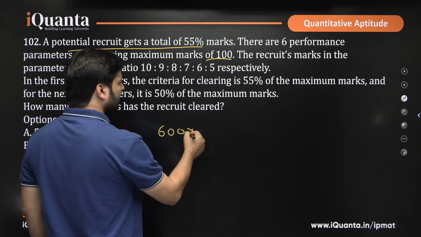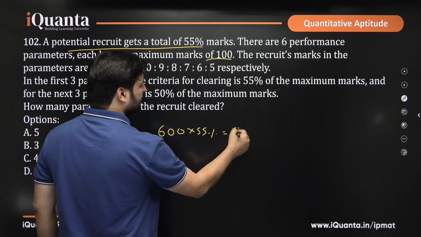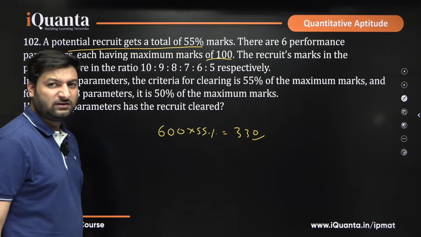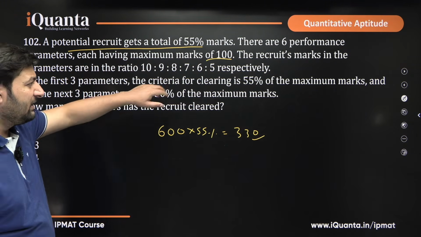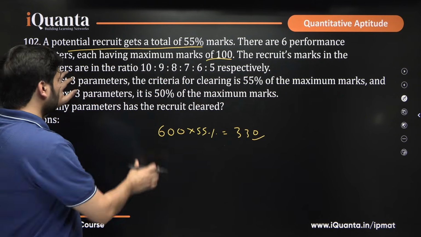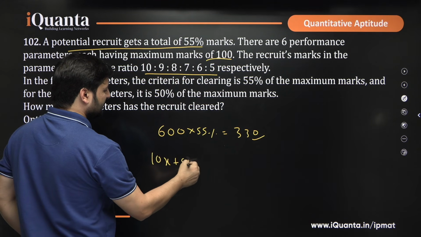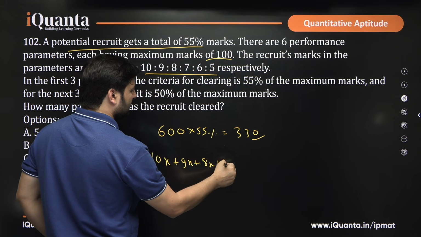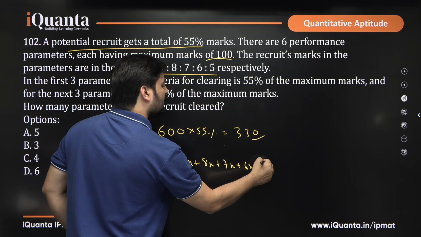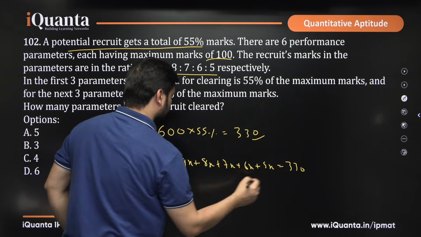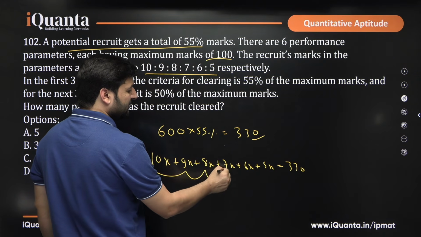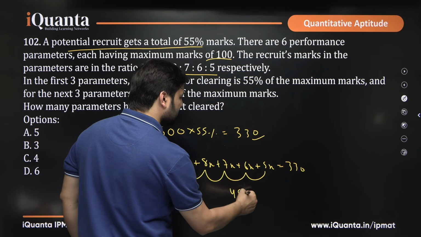Out of that, the recruit has scored 55%. So, that means he has scored a total of 330 marks. Now it is saying that the marks of the recruit are in this ratio. So, can I say that his marks are 10x, 9x, 8x, 7x, 6x, 5x, and the sum of all of them should be equal to 330? 10 plus 9 is 19, 27, 34, 40, 45, so 45x is 330.